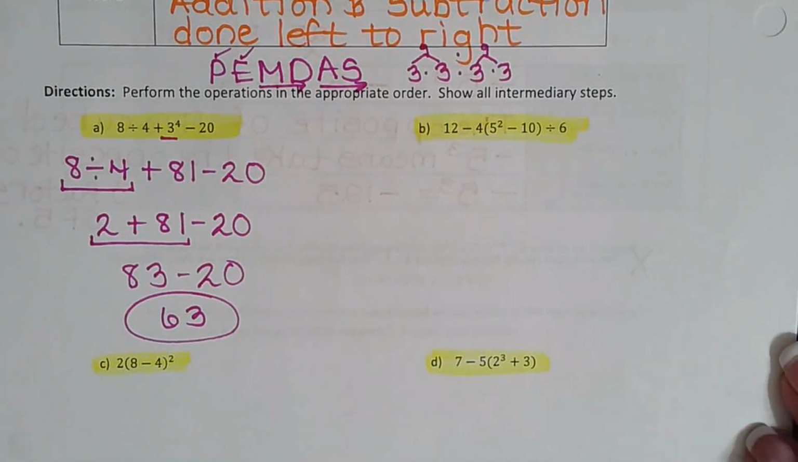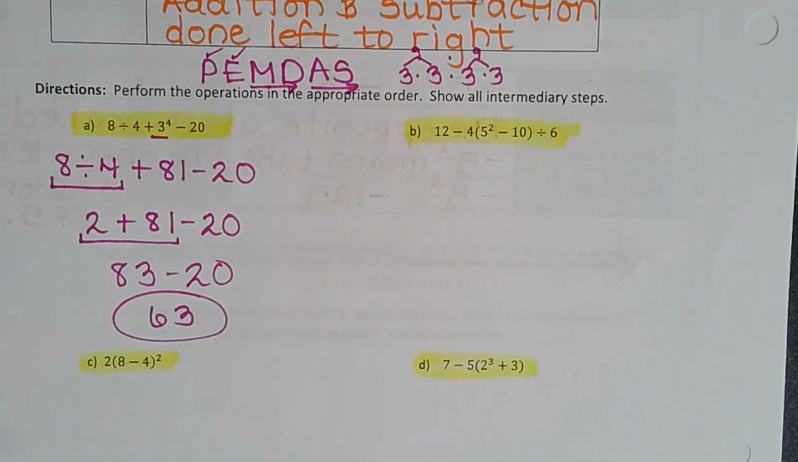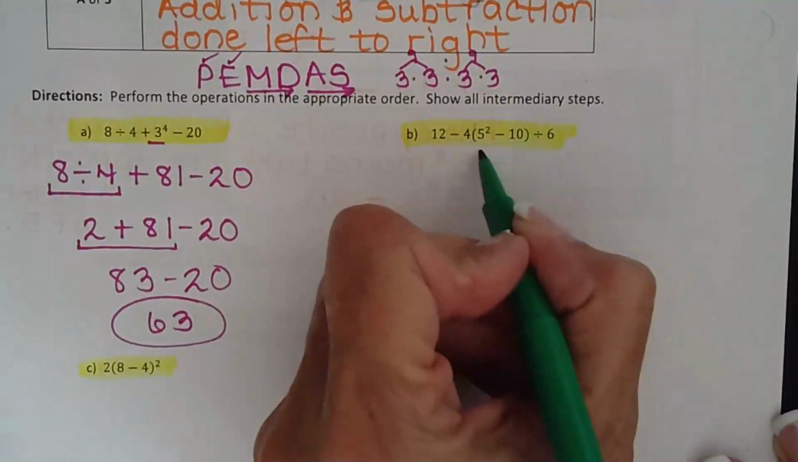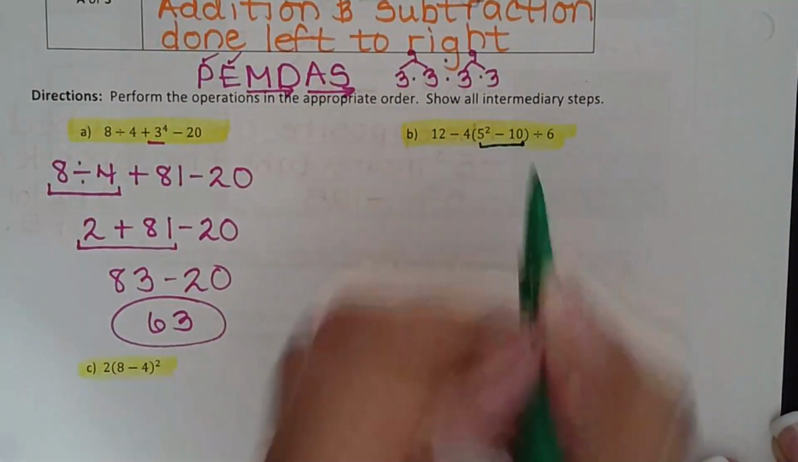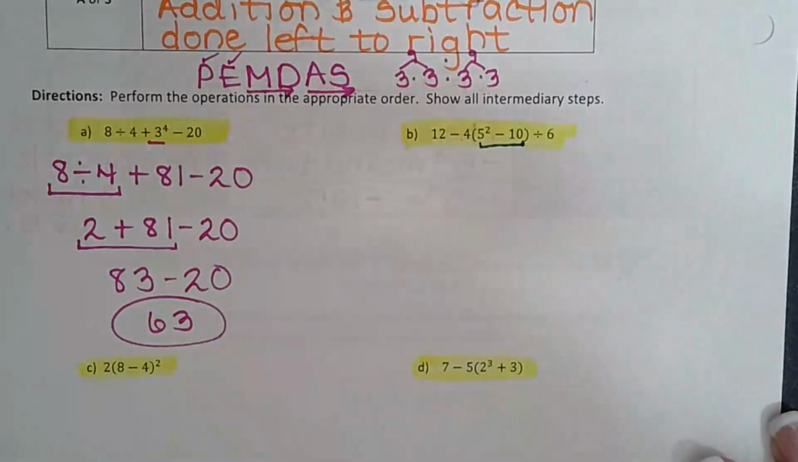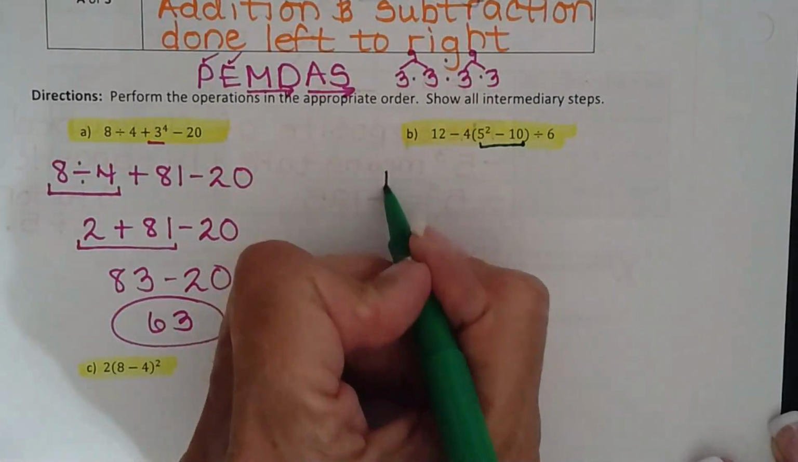Okay, let's do one more together and then you guys can try some. So, parentheses in this problem. So we have to go in here and do this first. And then I see an exponent there, so we need to take care of that.